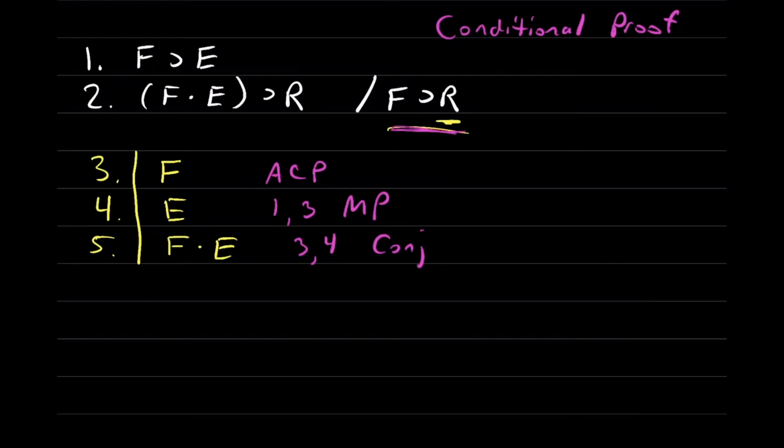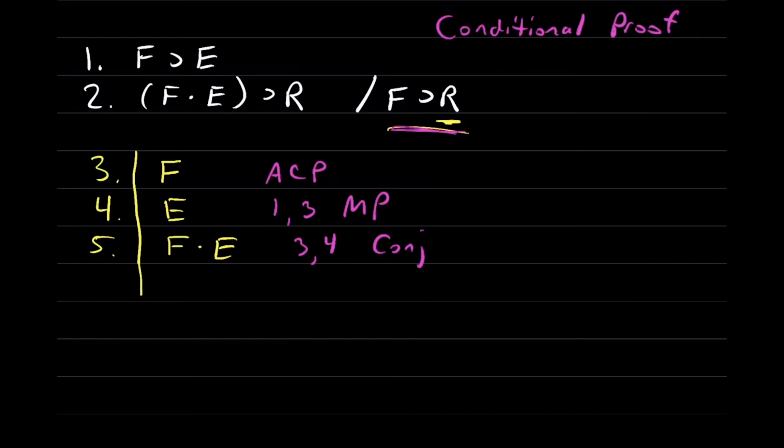So you can see what I'm doing here. I'm actually citing lines inside this vertical line, but that's because I'm not done with this conditional proof. Once I finish the conditional proof, everything inside this vertical line will become locked and closed off, and you won't be able to cite it anymore. But for now, we're still inside the vertical line, so we can cite those statements just fine.